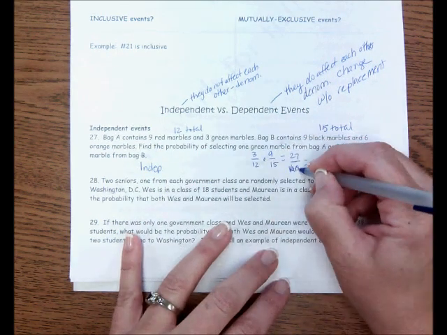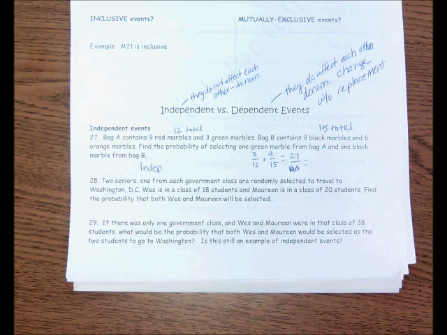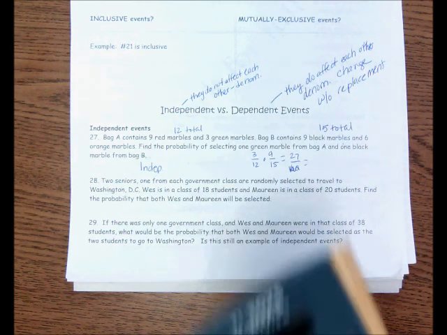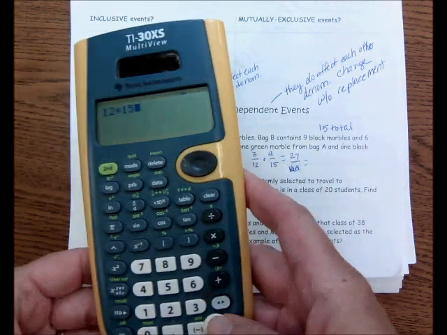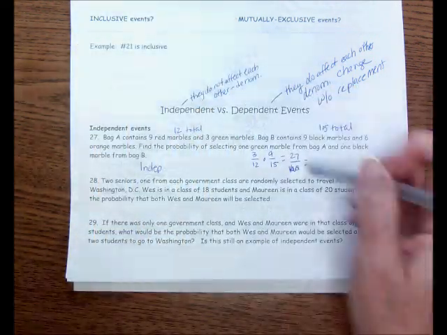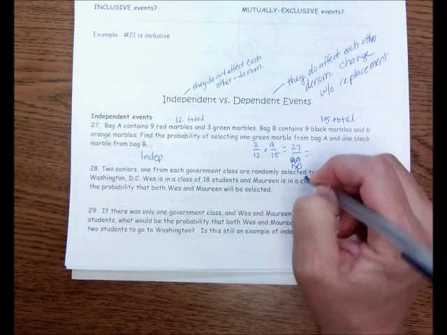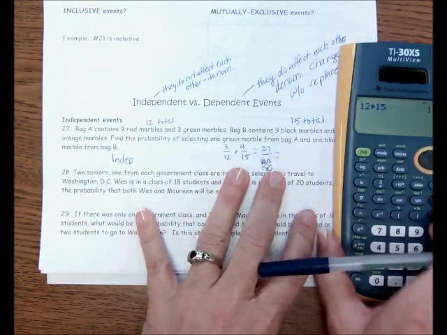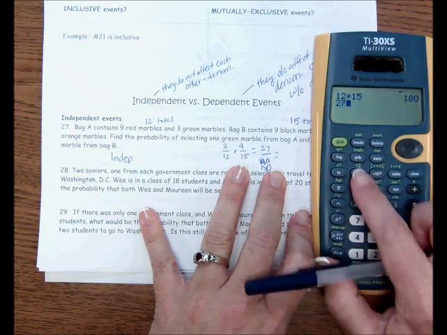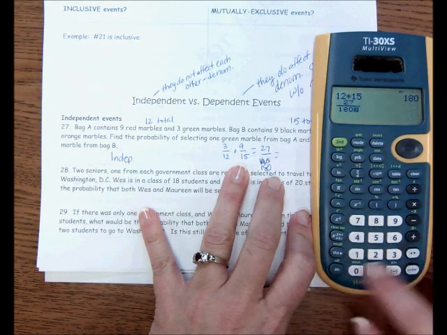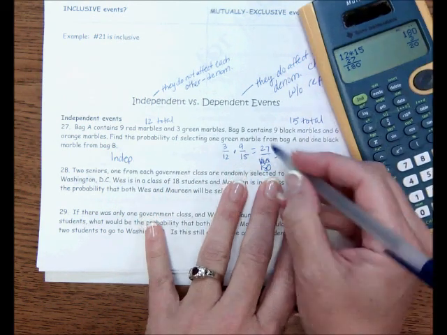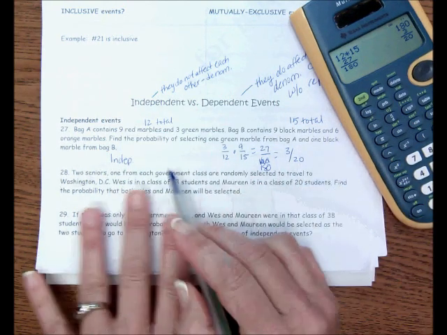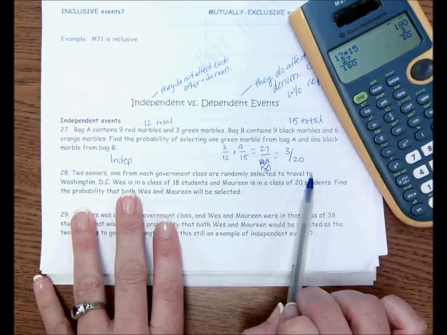So then I just multiply straight across. 12 times 15 does not equal 60, so you need a handy-dandy calculator. 12 times 15, and that's going to be 180. So 180, that doesn't seem right, but it is. And then I simplify, and it's 3/20. So it is an independent event, and it is 3/20.